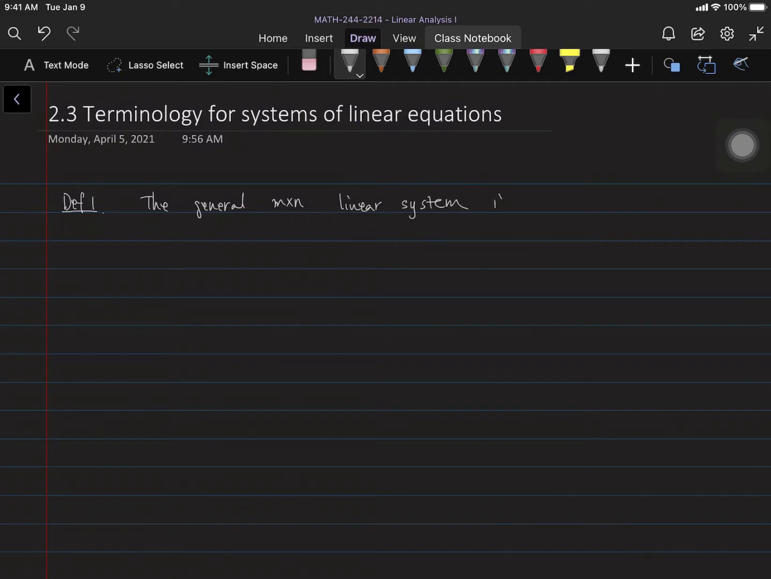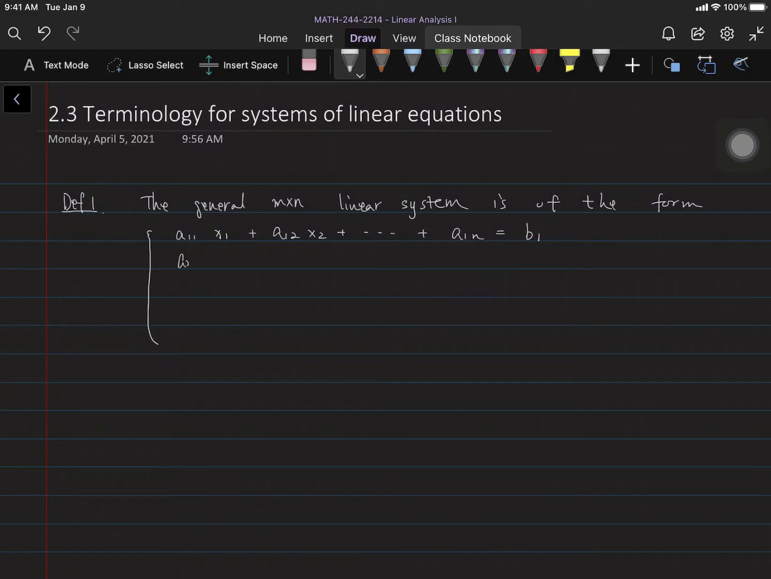is of this form. Let's take a look. So n by n, we can write down, we have m rows. So a11 x1, a12 x2, a1n xn, and the right side we say that is b1.